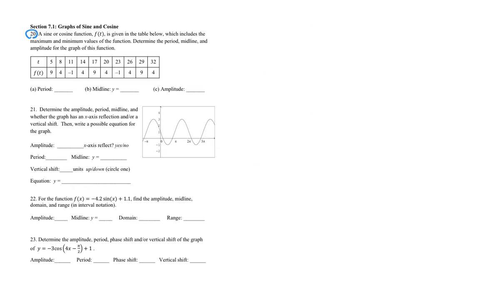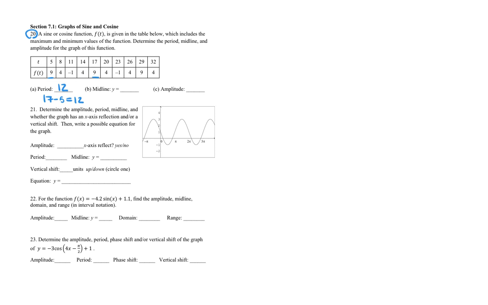Okay, let's look at number 20, and we're given either a sine or a cosine function in a table, and we need to find the period, midline, and amplitude. We're told that we're given the max and minimum values of the graph. So if we look at the period, we want to look for where our y values are going to repeat. So here I see a 9, and then I see another 9 here. So my period should be the difference in time there, so it should be 17 minus 5 should equal 12. So every 12 seconds, minutes, hours, whatever, our graph is going to repeat.